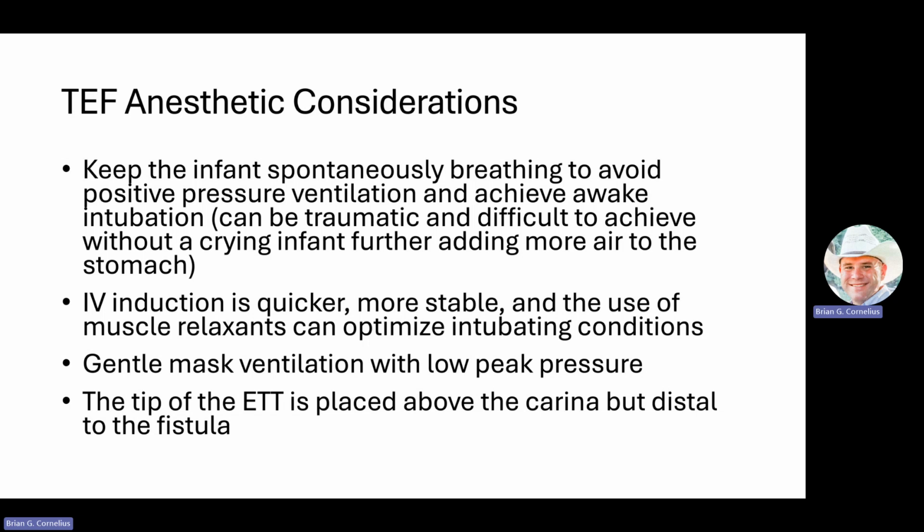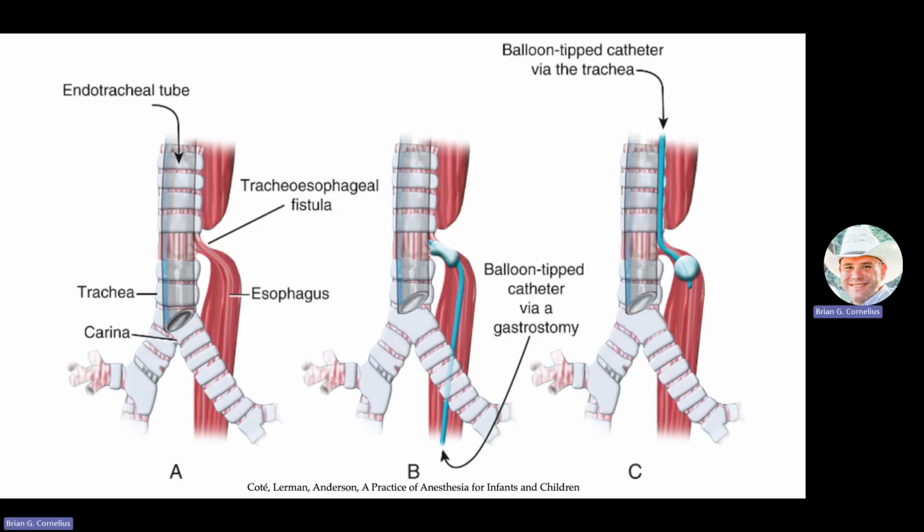If you do have to mask ventilate these patients, use low peak airway pressures. And you're going to take the endotracheal tube and put it above the carina, but distal to the fistula. So that way, while you're mechanically ventilating the patient, you don't have increased incidence of air being instilled into the stomach. And this is just kind of what I'm talking about there. So you see your fistula there on the left side. The endotracheal tube is distal to the fistula. So you're able to ventilate both sides without having air going into it.